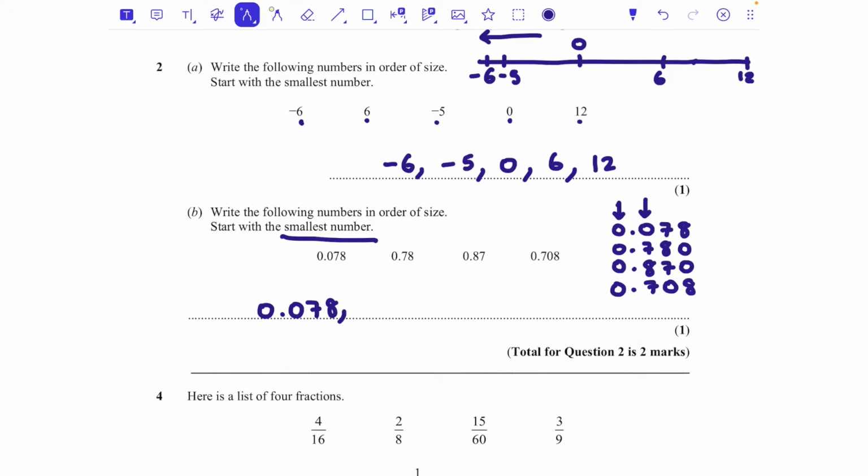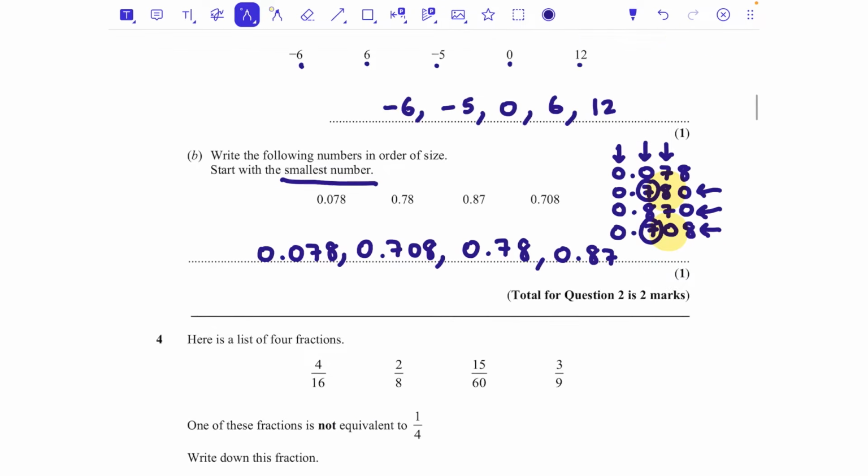The next smallest is the one with a 7, but there's 2 of those. So then we need to check the next column, and this one has an 8 in the next column, and this one has a 0 in the next column. So then we know that the next smallest is the bottom number there, because there were 2 numbers with 7s, but if we look at the next column over, the 0 told us that that one was smaller. So we had that bottom one there, and then we can put the other one, 0.78. The biggest is this number here, 0.87, because it had an 8 in the tenths column. There we go.